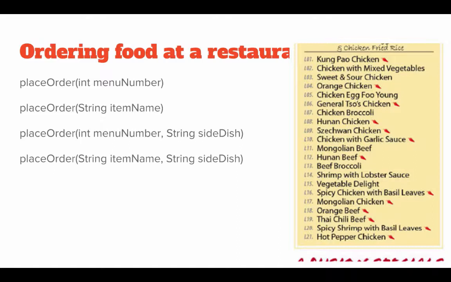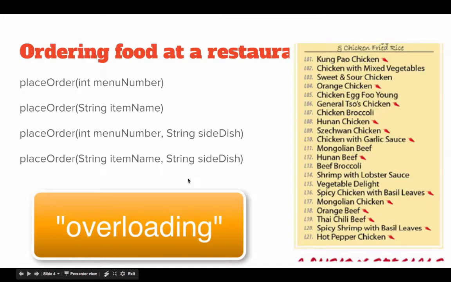Now, will Java be able to figure out what we're talking about in each case? Well, think about that for a second. Even though the method's called the same thing in each case, the list of parameters is different each time. This is what we call overloading a method.